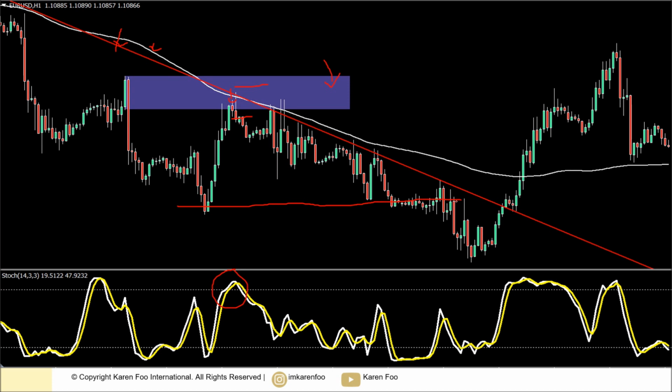But if you want to hold your trade a bit longer, then you can wait for stochastics to go to oversold, which is almost at the same point where you took profit over here, okay.